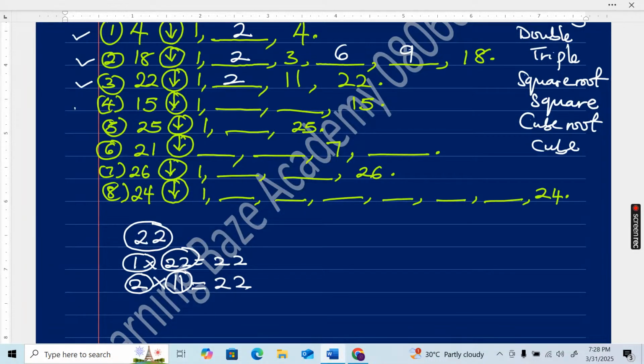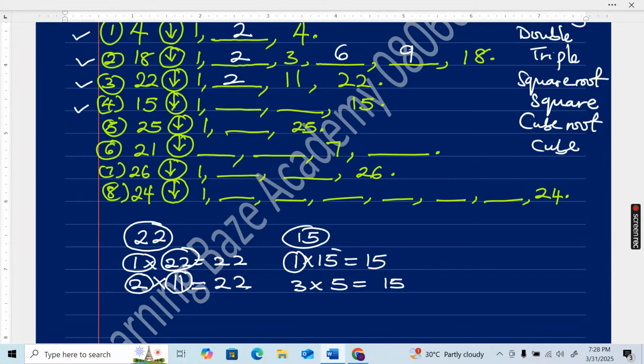Now, moving on to number 4, we have 15. Let's break 15 down, all right? Which numbers will be multiplied by each other to give us 15? 1 times 15 will give us 15. 3 times 5 will give us 15. At this point, no other number can be multiplied by another number to give us 15. So what are the factors of 15? 1 is a factor of 15. It has been written down.